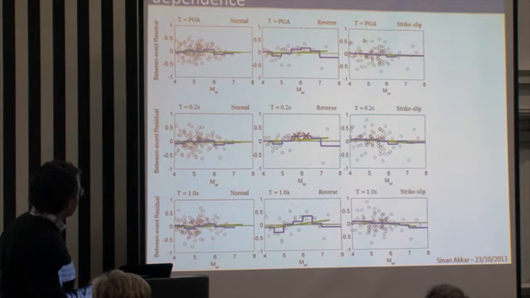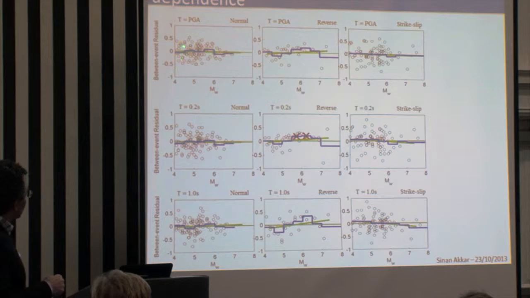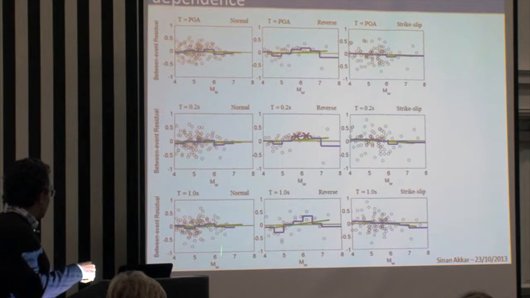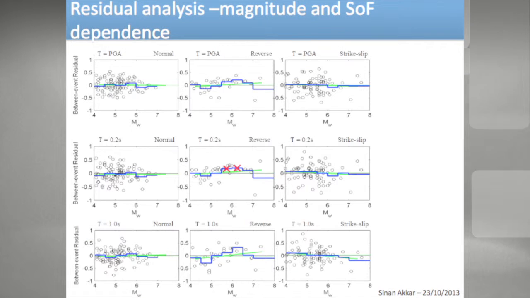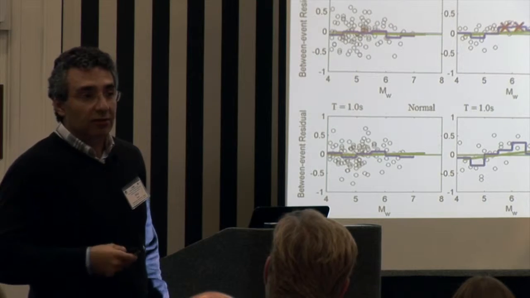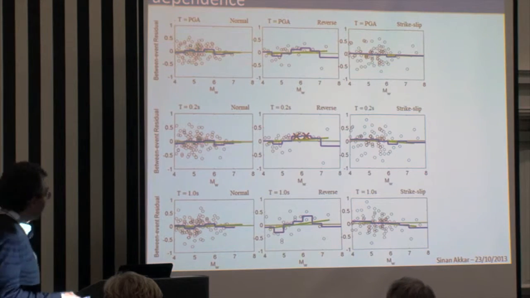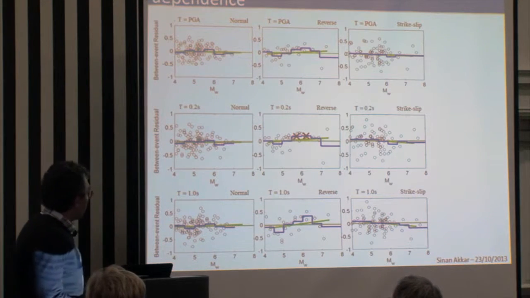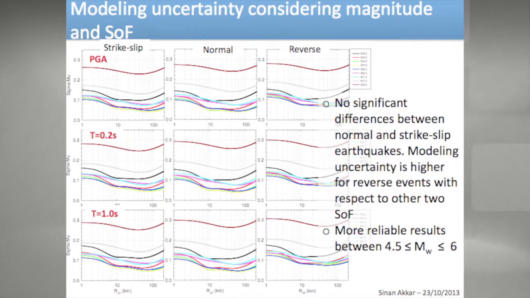As you can see, for normal and strike slip style of faulting, the variation of between event residuals for different magnitude bins does not show a significant dependence on MW, at least for magnitudes up to 7. But for reverse style of faulting, we do have some sort of trend in terms of magnitude. This shows that our estimations are in good shape for strike slip and normal style of faulting, whereas for reverse events, because the database does not cover sufficient reverse events, our estimations might be biased. These plots again show the modeling uncertainty in terms of magnitude and style of faulting.